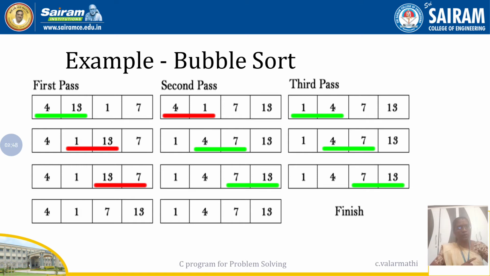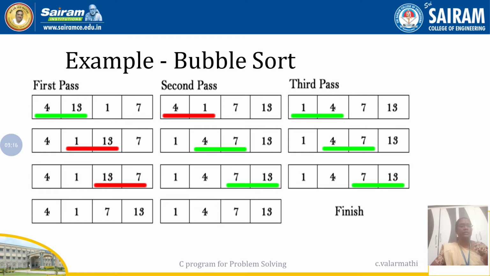Then we have to go for the third pass because the number of passes goes from 0 to n minus 1. Here the total number of elements is 4, and 4 minus 1 means 3. So we have to execute 3 passes. Whether the elements are sorted in the first pass itself or the second pass itself, we need to continue this process. As of now 4 elements are present, so we need to continue 3 passes.